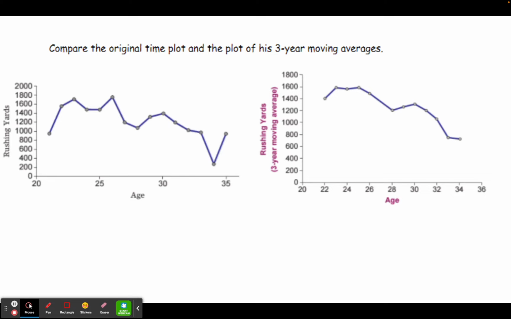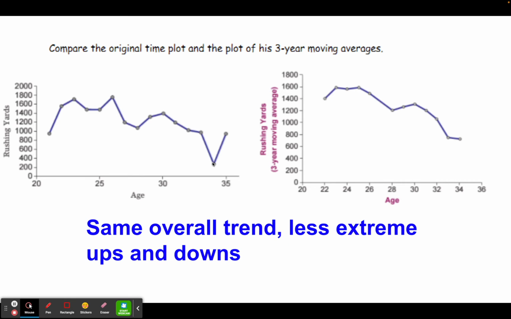Now, in your notes, you have the original time plot on the left, and we have the new plot of the moving averages on the right. And notice that they show the same overall pattern. They just don't show the dramatic ups and downs that we see when we look at the original time plot, especially toward the end of his career where he had this one season that was sort of abnormal compared to the rest. So what we're seeing here is the same overall trend with less extreme ups and downs.